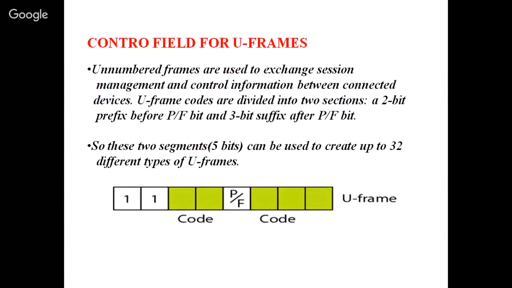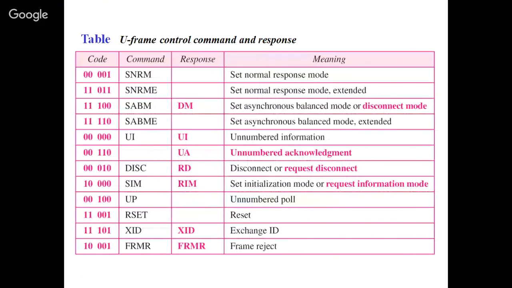The control field for the U frame. The unnumbered frames are used to exchange session management and control information between connected devices. U frame codes are divided into two sections: a 2-bit prefix before the P/F bit and a 3-bit suffix after the P/F bit. These two sections, 5 bits, can be used to create up to 32 different types of U frames, as shown in the figure by the yellow color. And these are the combinations for this 5-bit code.